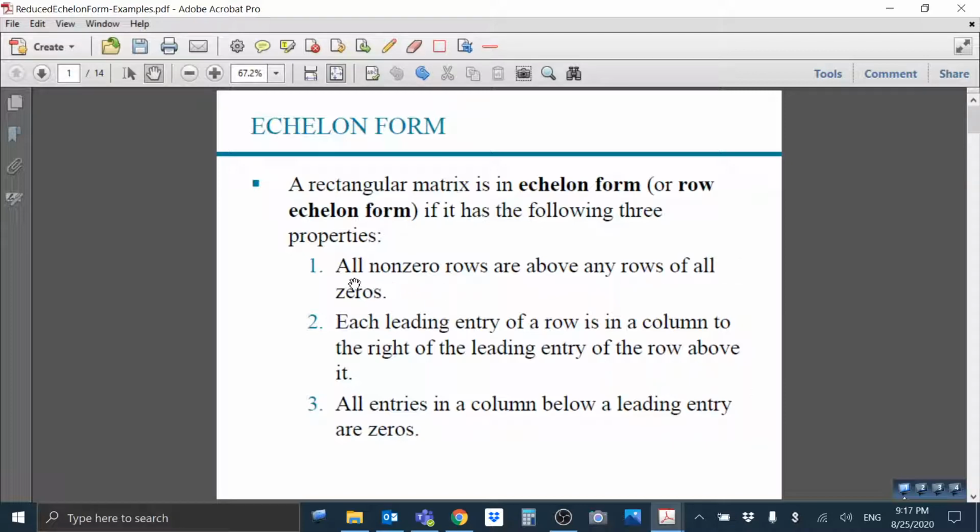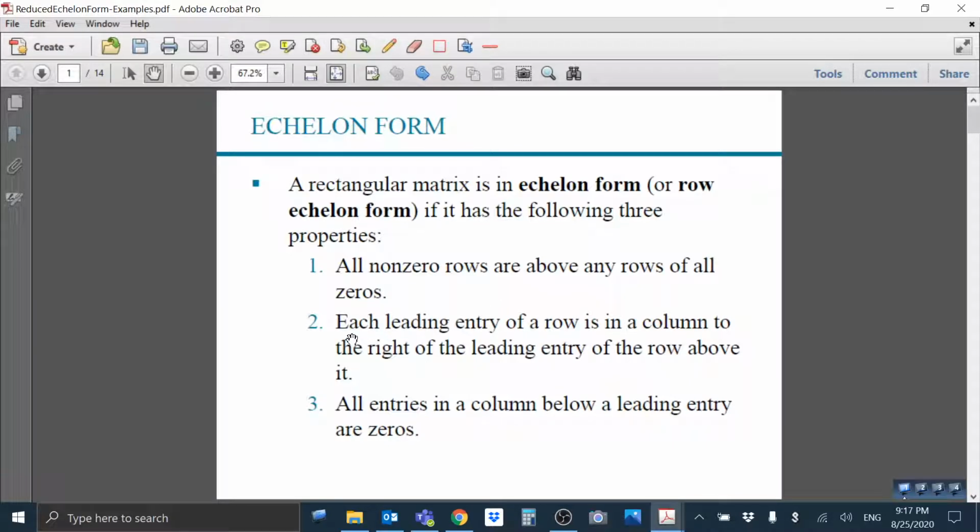The first one says all non-zero rows are above any rows of all zeros. So translation from Chinese, it means that if you have a row of zeros, it should be at the bottom. If you have two rows of zeros, they should be at the bottom. If you have three rows of zeros, they should be at the bottom of the matrix. That's what it means.